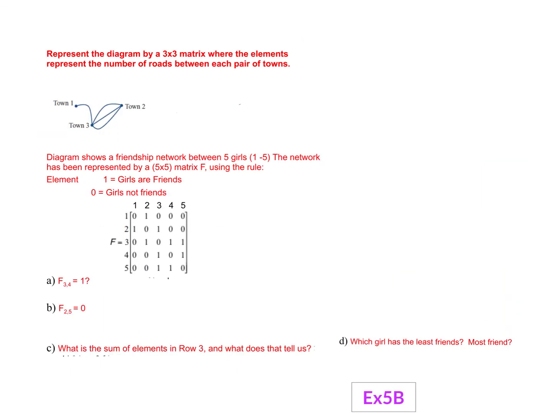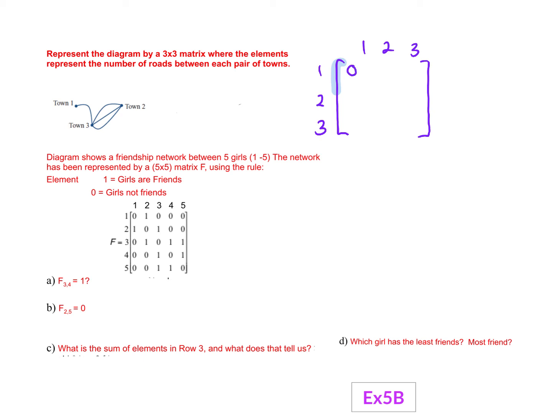So, represent the diagram by a 3 by 3 matrix. So they're telling me how to set my matrix up. So they want a 3 by 3. So it'd be 1, 2, 3, 1, 2, 3. And it says where the element represents the number of roads between each of the pairs of towns. So between town 1, is there a road that just goes out of town 1 and comes back to town 1? No, there's no road.